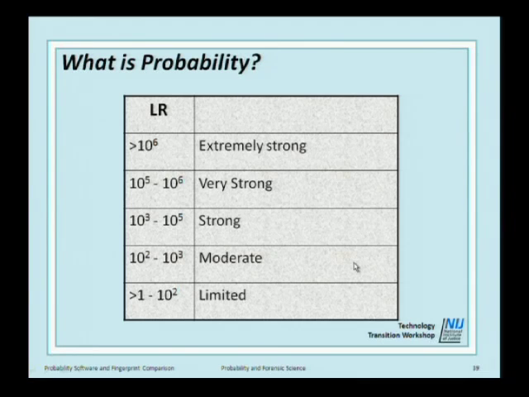It's taken from a number of these verbal scales that have been published quite widely in other areas of forensic science. And if you see on the left-hand side, we've got the likelihood ratio. Everyone familiar with this scientific notation? 10 to the 2, 10 to the 3. The superscript number is basically the number of noughts. So 10 to the 2 is 100, 10 to the 3 is 1,000, 10 to the 5 is 10,000, all the way up to 10 to the 6, which is 1,000,000.